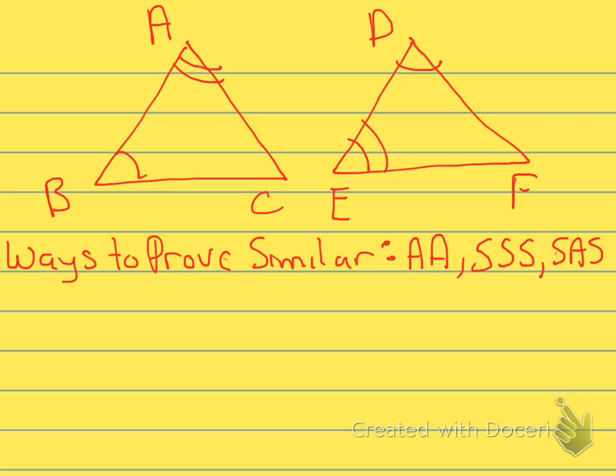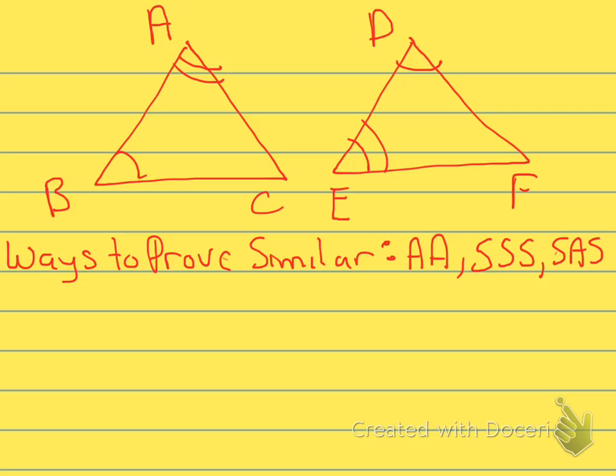Okay, in our first picture here, this is the easiest situation. If two triangles have two pairs of congruent angles, they are similar by the angle-angle similarity postulate. So these guys are similar. They have two pairs of congruent angles. Angle A is congruent to angle E, and angle B is congruent to angle D.